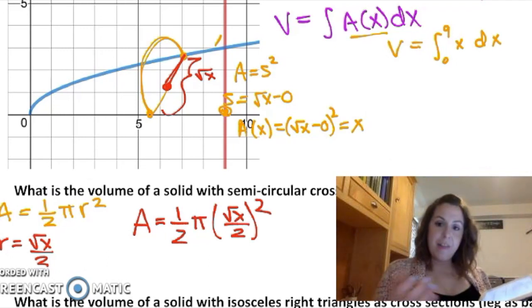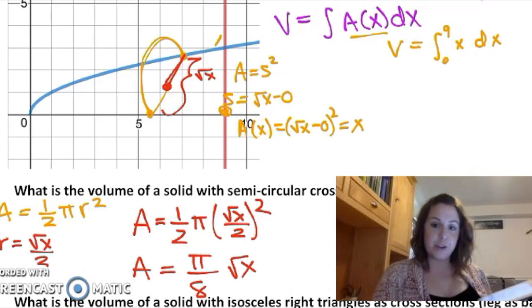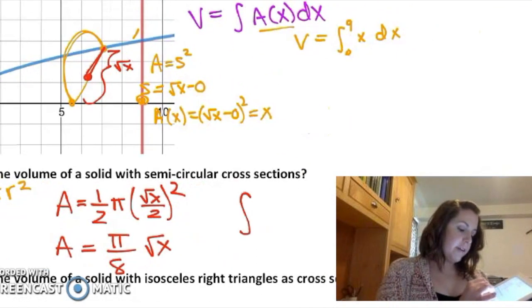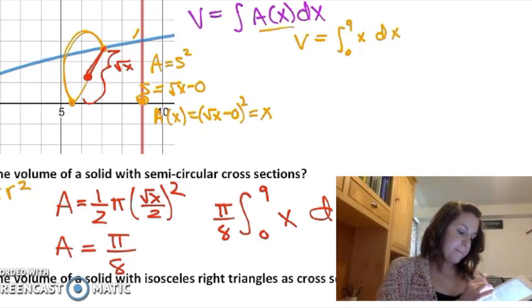So you can simplify that down a little bit. You could make this area pi over 8 radical x. That would make it easier to integrate. And so I'd be doing the integral from 0 to 9 of pi over 8, you could bring that out to the front, x dx. I don't need that radical there because I squared it.